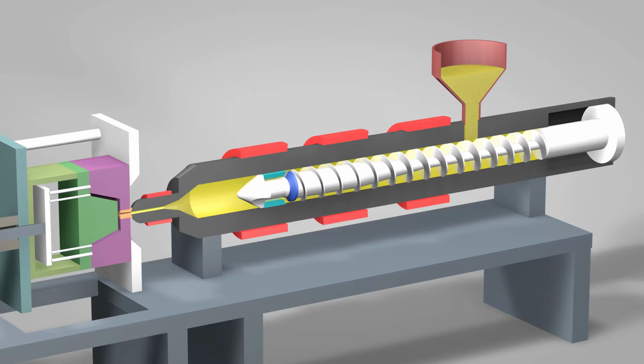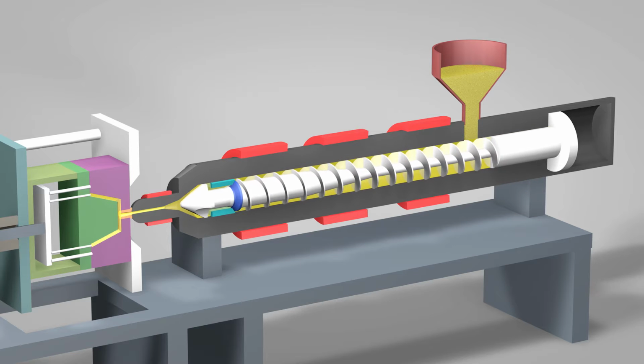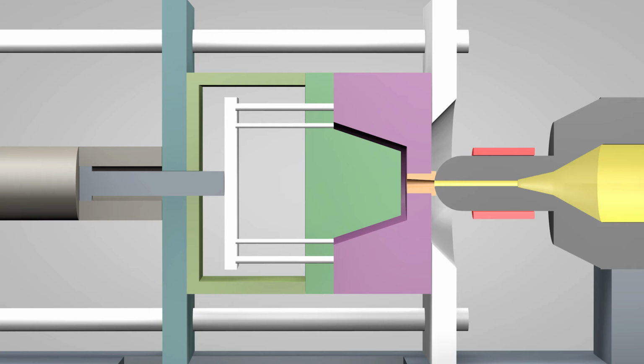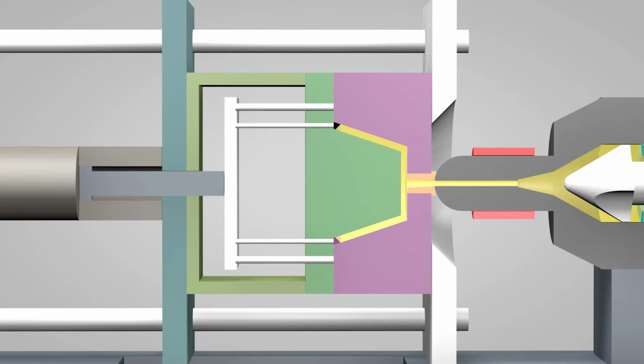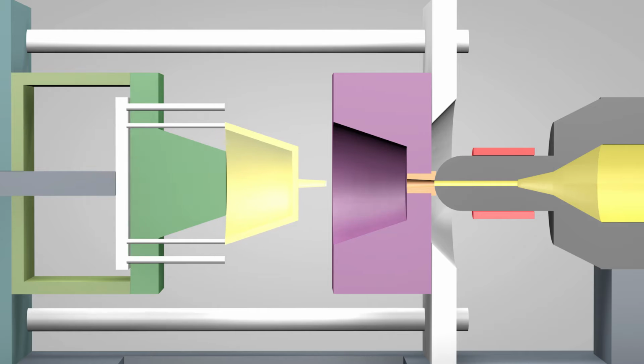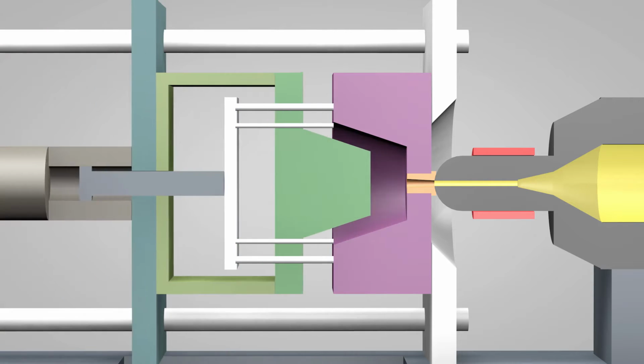Once enough molten plastic is in front of the screw, it rams forward like the plunger of a syringe. In a matter of seconds, the screw injects the molten plastic into the empty part of the mold called the cavity image. The plastic solidifies in under a minute. The mold opens and the part is ejected. The mold then closes and the process repeats.